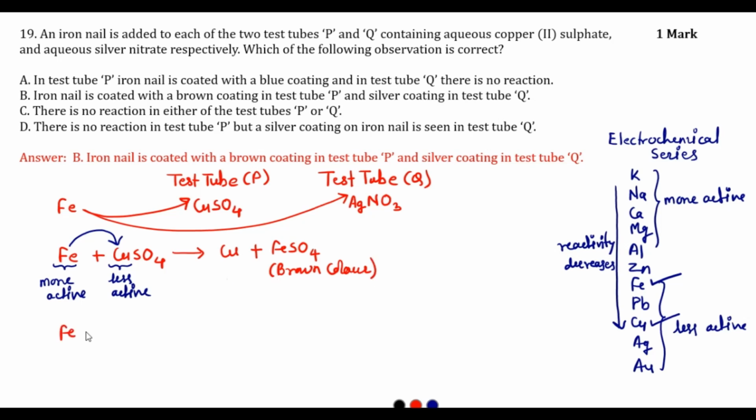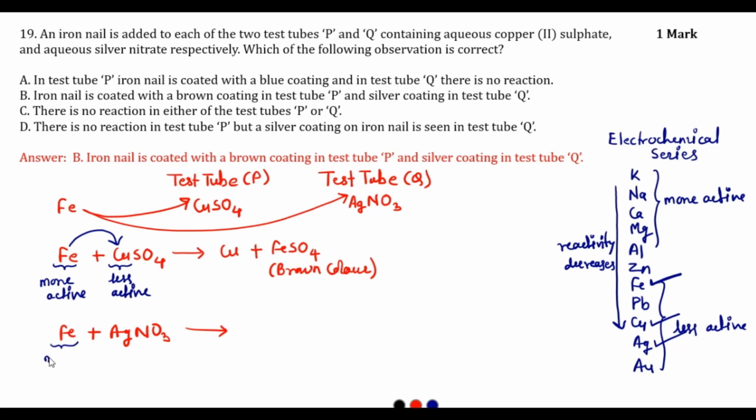So I will take iron and this is going to react with silver nitrate, so I will take AgNO3. Now we have to again focus on the electrochemical series. Iron is here itself and silver is down, it is down than copper also. So copper and silver both are less reactive. If you see silver, it is less reactive than copper also. So we will write it here.